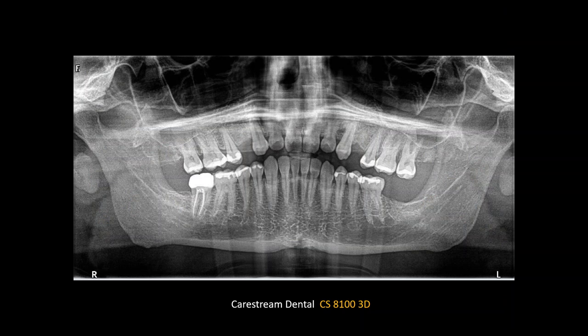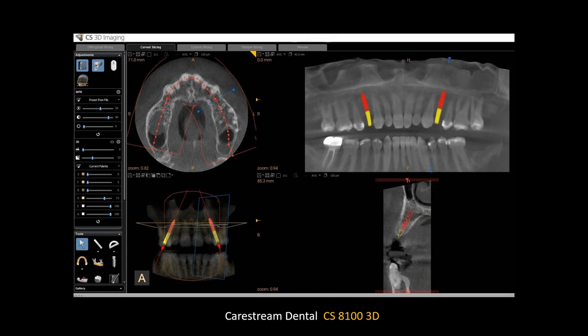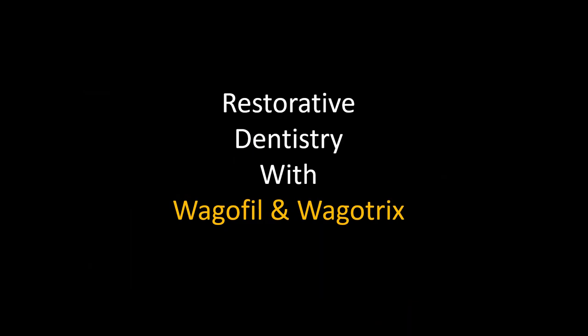And so a 2D Panorex is not going to be enough. So at this point, we're going to use our 8100 to take a scan. We'll scan this upper arch, and then using the virtual treatment planning software and the Carestream imaging, we'll plan for 2 implants. These are the 3.25 by 12 by OCO Biomedical. These are also the Engage. And so we'll go ahead and place those implants using guided surgery.